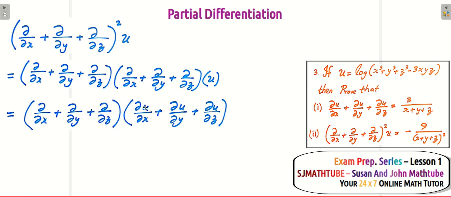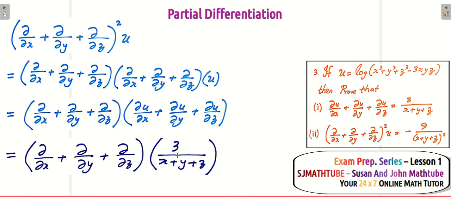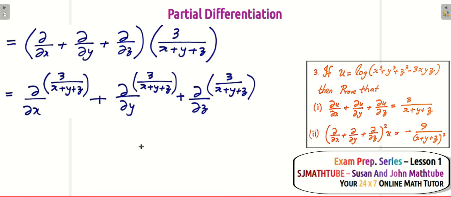Okay, so that will be partial of u with respect to x plus, and that is exactly the first part. Take a look at this. And we have already evaluated the first part is 3 the whole divided by x plus y plus z. Now this operation is complete. Now let's start with the next part. That means this.